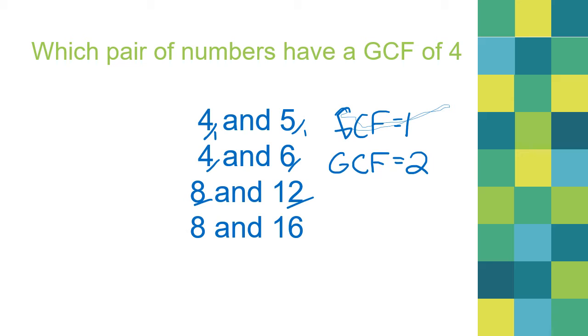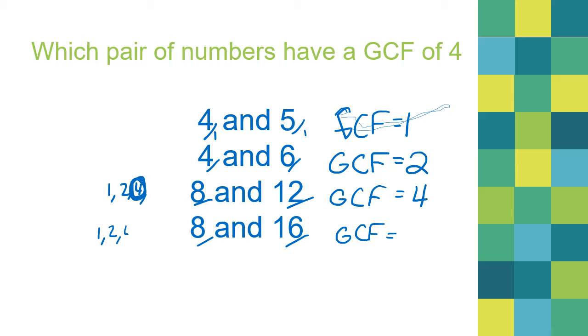How about an 8 and a 12? Think about that. A 4. I can take a 4 out of both of those. So thinking about 8 and 12, 1 goes in, 2 goes in, 4 goes in. There's a lot of factors, but I'm looking for the greatest, okay? That G, greatest, matters. How about out of 8 and 16? Well, all the factors would be 1, 2, 4, 8. 8 is the greatest factor I can take out.